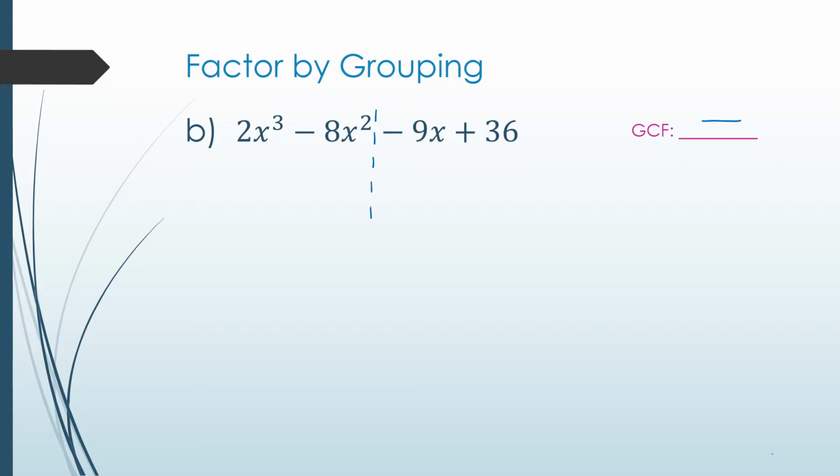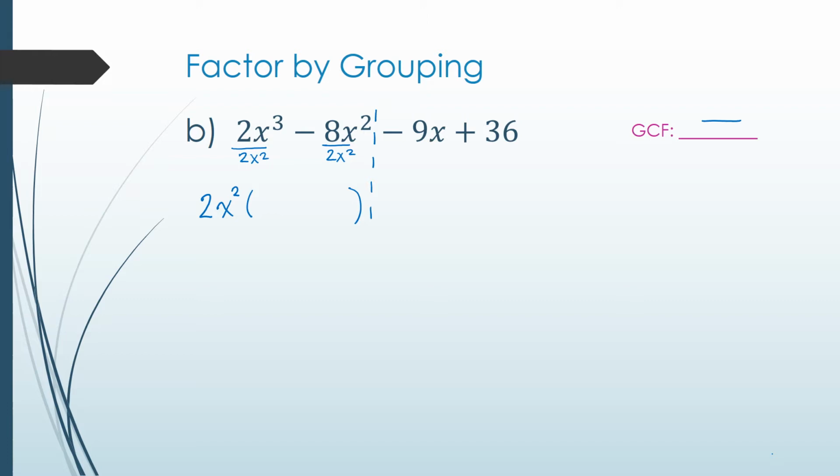Looking only at the first two terms, we have 2x cubed minus 8x squared. Well, look at the coefficients, 2 and 8. What number can evenly divide into 2 and into 8? And you're probably thinking 2. Now look at the variables. We have x to the third, which means x times x times x. And we have x squared, which is x times x. What's the most they both have? That would be x times x, or x squared. So we're going to factor, or undistribute, both of these terms by 2x squared.